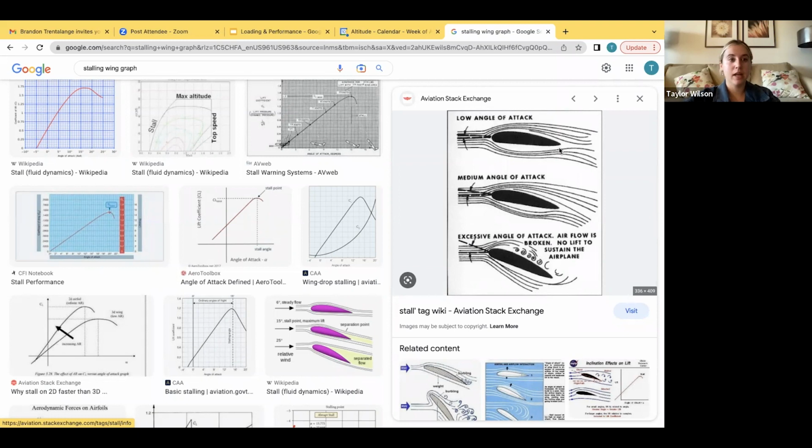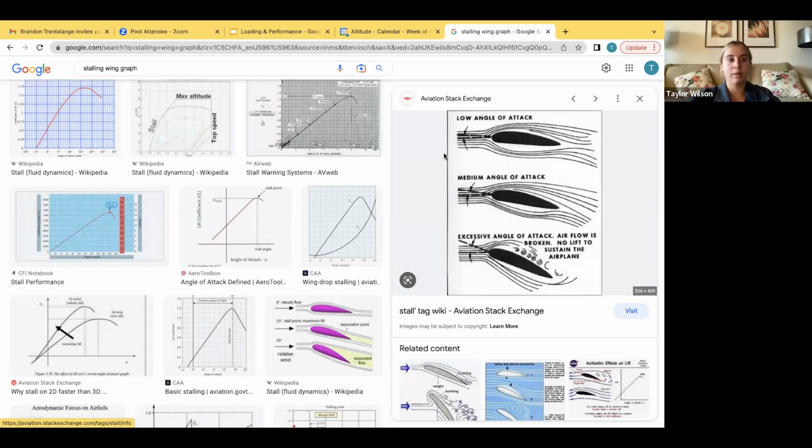Then we have relative wind. Relative wind acts opposite and parallel to our flight path. So say that our aircraft here is flying to the left of the screen. Our relative wind is going to act opposite and parallel to that airfoil, so that relative wind is going to be moving to the right of the screen. The angle between this chord line here and the relative wind is called our angle of attack.